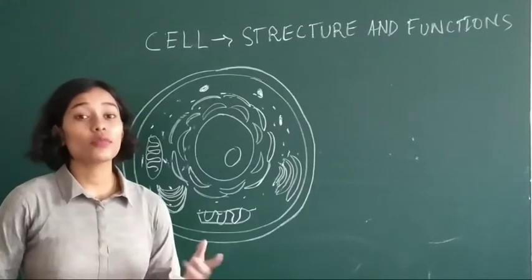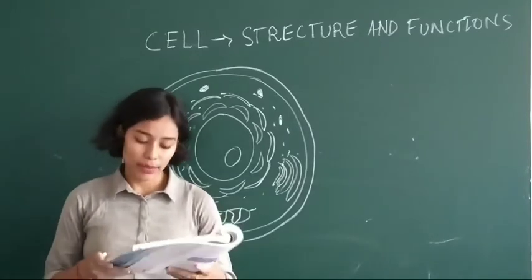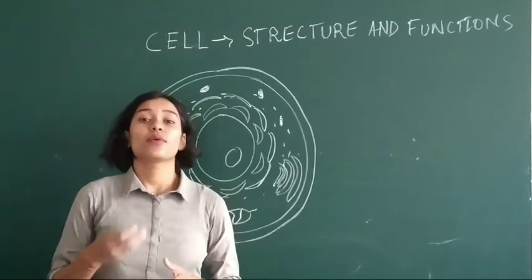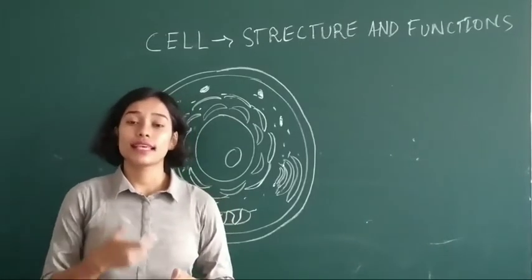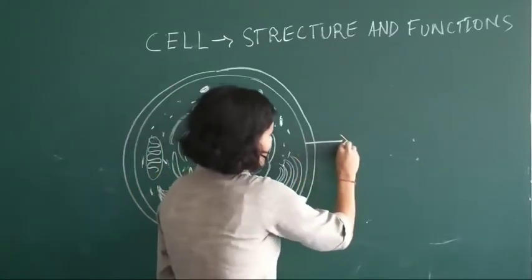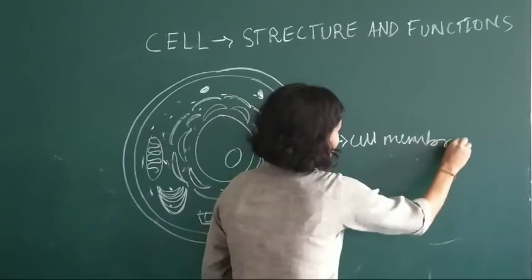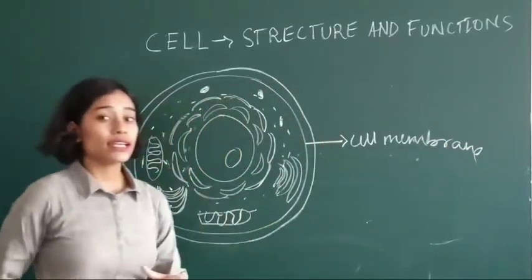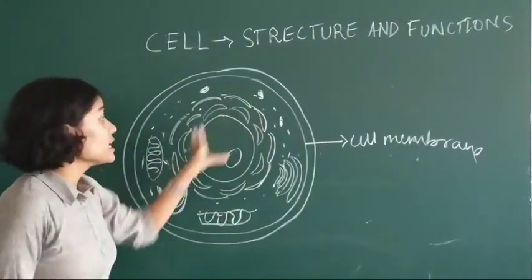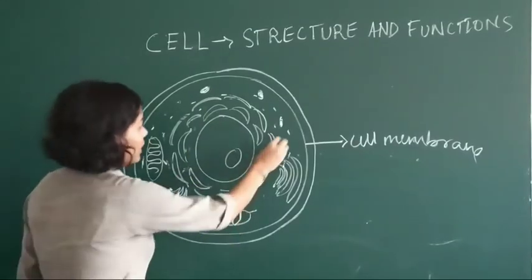Now we will discuss parts of the cell. The first one is cell membrane. The basic components of a cell are called what? Cell membrane, cytoplasm and nucleus. This one is the cell membrane. And a liquid-like substance is present inside this cell membrane which protects the nucleus.